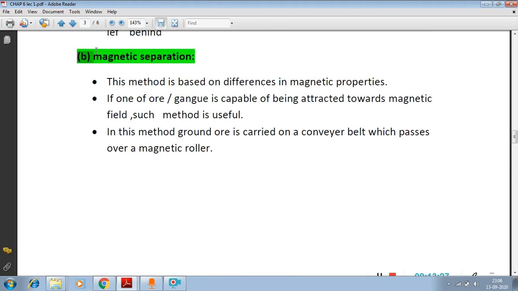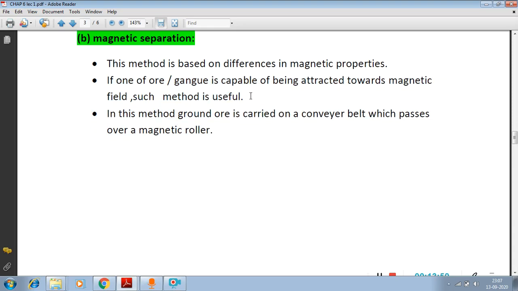Now the second method, magnetic separation. In the name itself it is given that it is magnetic separation. So this method is based on differences in magnetic property. If one of the ore or gangue is capable of being attracted toward a magnetic field, this method is useful. One of the components, ore or gangue, must be attracted toward the magnetic field, then only we can apply this method.